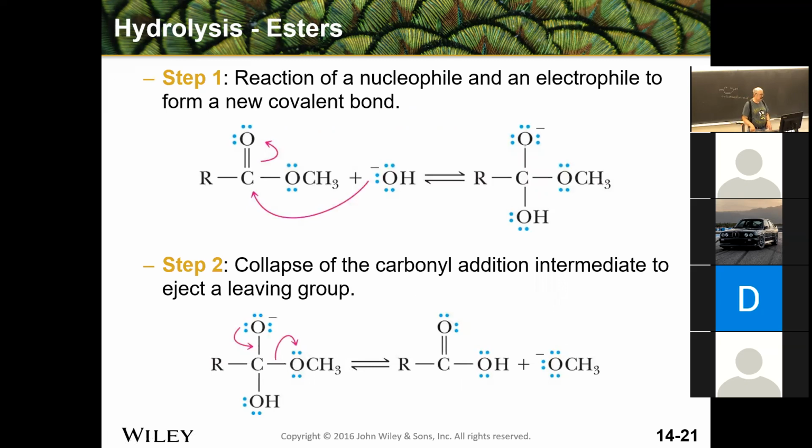Okay, so here is the base promoted hydrolysis of a methyl ester. Hydroxide attacks the carbonyl, a pair of electrons gets pushed up onto the oxygen, so that gives the oxygen a negative charge. We have a collapse of the tetrahedral intermediate. Oxygen pushes down and it kicks out OCH3 minus.